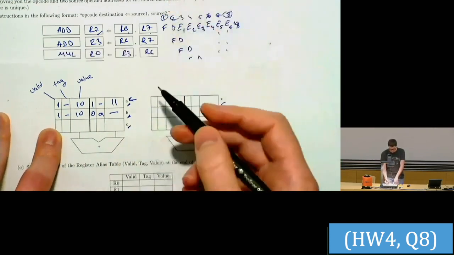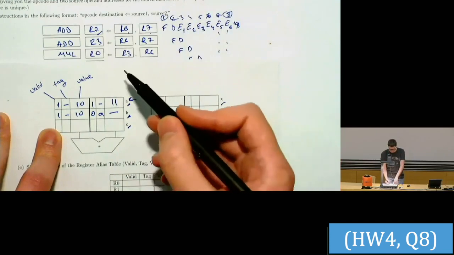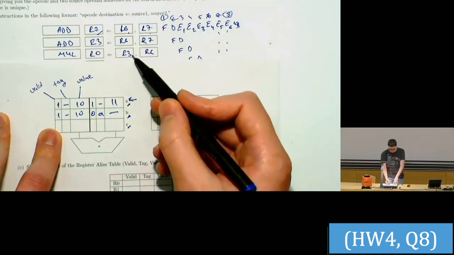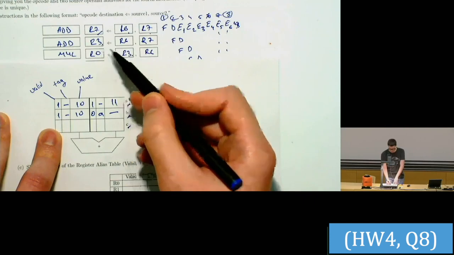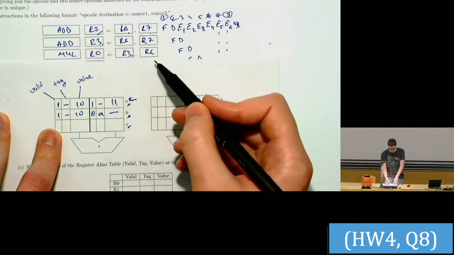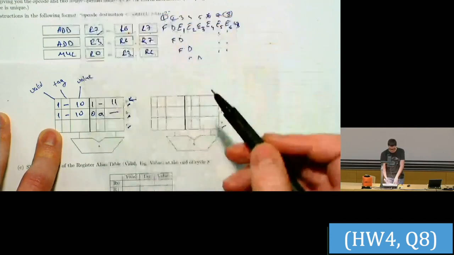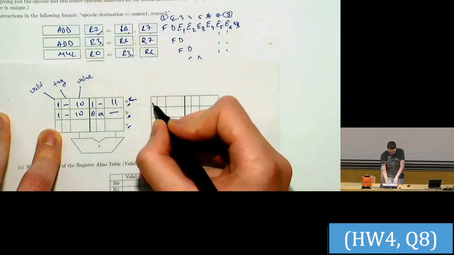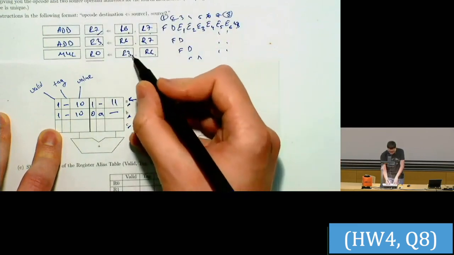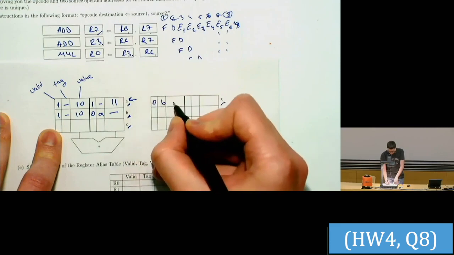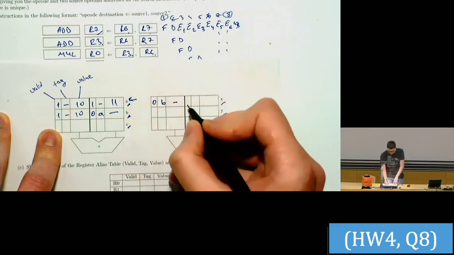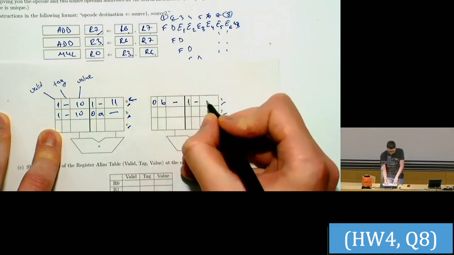Okay, and the next instruction is multiply. So for multiply, we don't have R3. We are expecting it from here. We don't have R6. Sorry, we have R6 in the register file. So it will be 0, and we will get R3 from B. We don't have the value. And for R6, we have the value, which is 10.